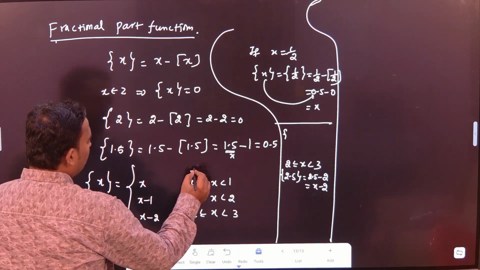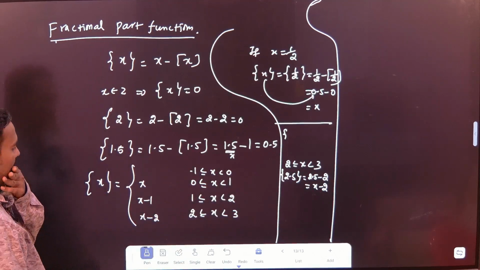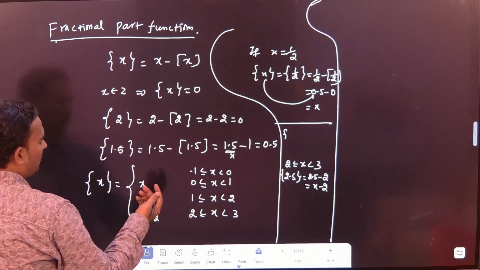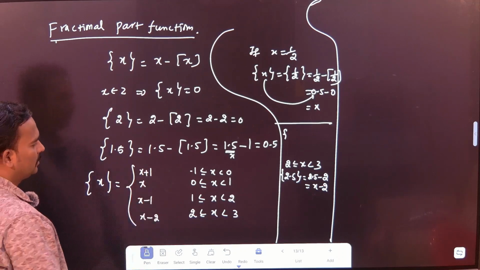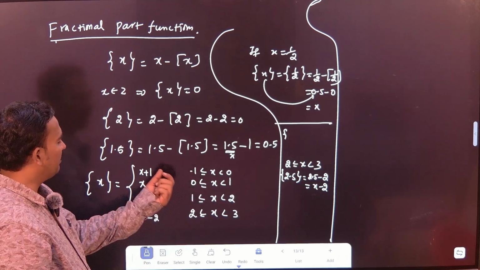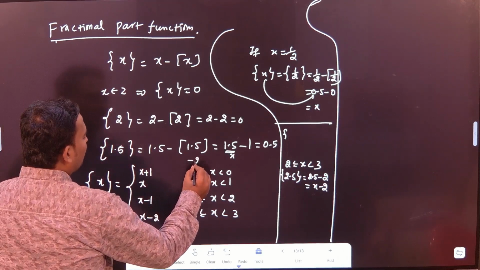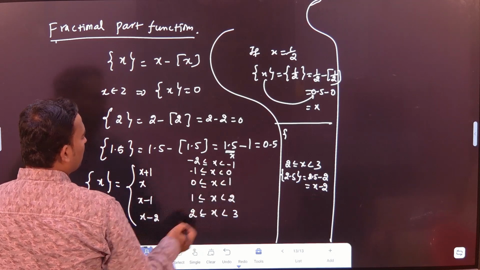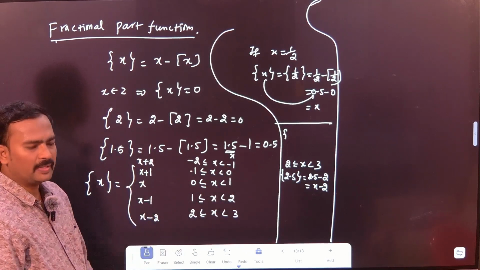The same way, if I take minus 1 to 0, in this interval what is the fractional part function? x plus 1, right? You can check it here. Let's take minus 0.5. You can verify that you will get x plus 1. If I take minus 2 to minus 1, that will be x plus 2. This is your fractional part function, right?